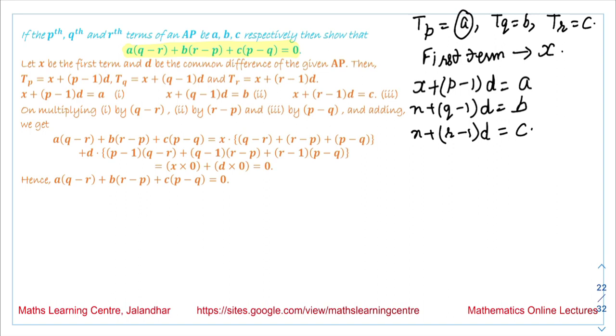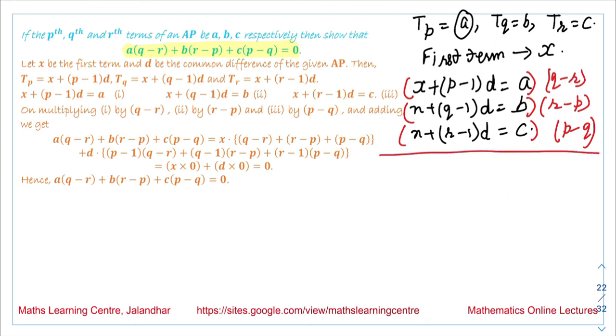Now if we multiply the first equation by q minus r, we multiply the second equation by r minus p, and we multiply the third equation by p minus q, and add all these three equations, what we get is, when we multiply this x over here, we are getting x into q minus x into r.